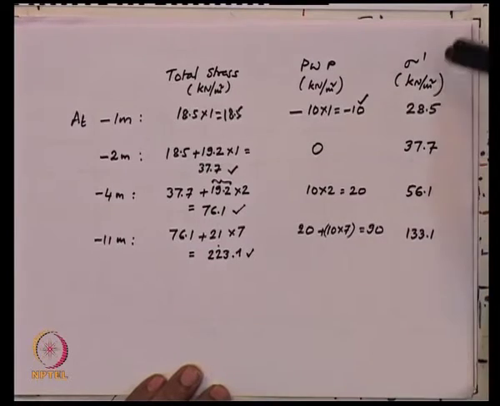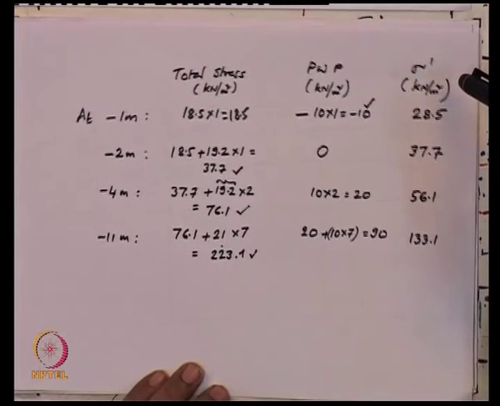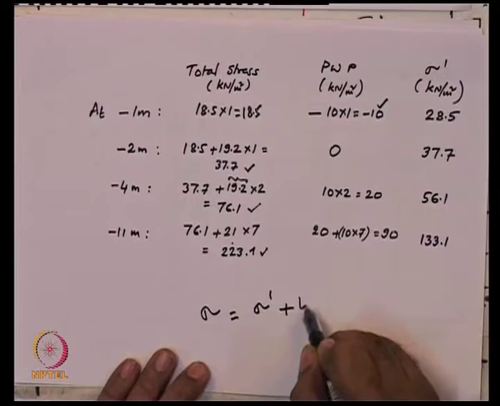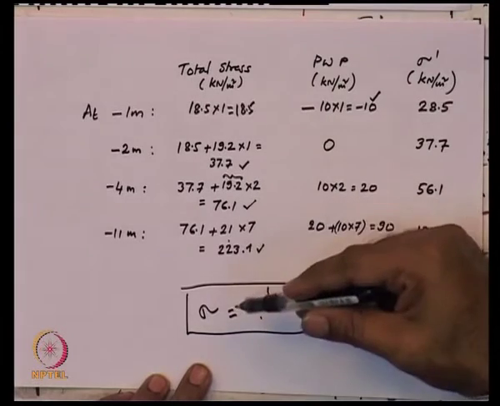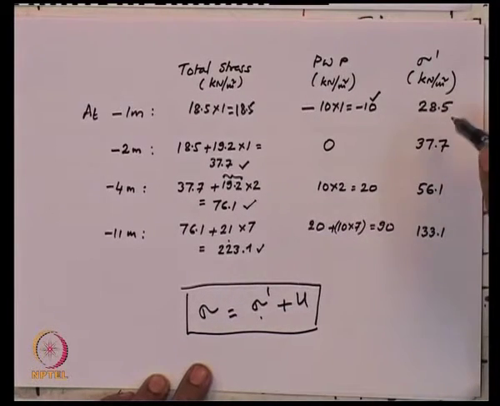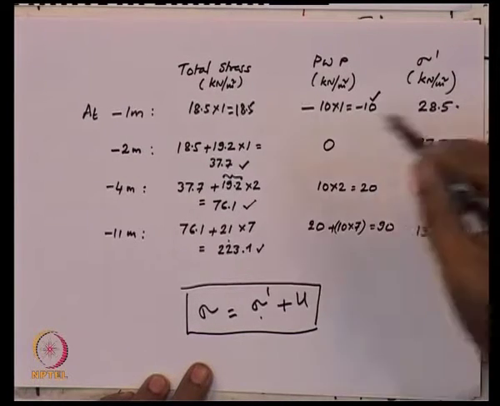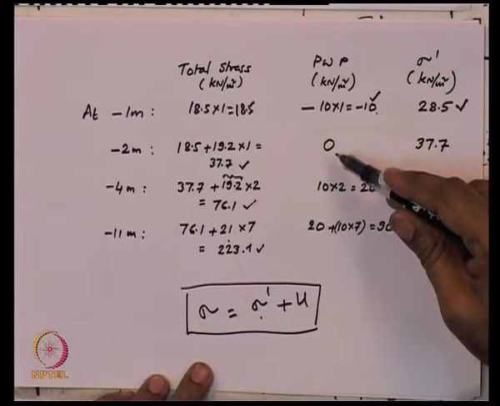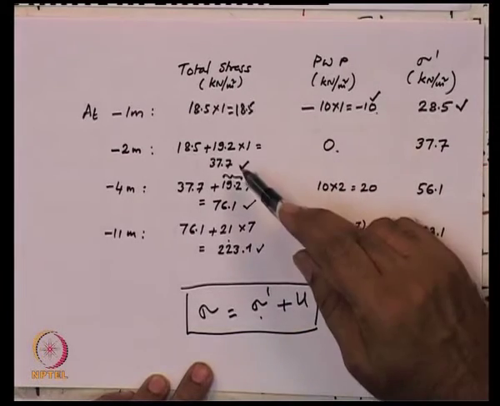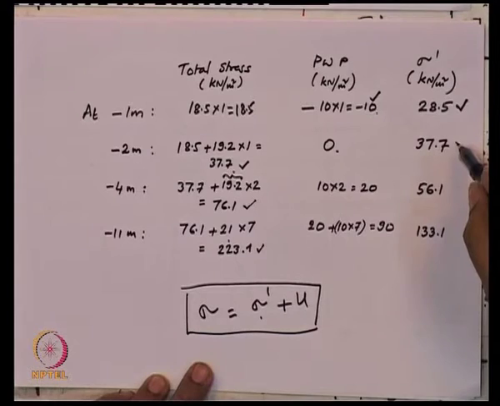Now the effective stress, which is nothing but, total stress sigma is equal to sigma dash plus u. That is what we have discussed. So effective stress is equal to sigma minus u. In this case, at level 1-1, the total stress is 18.5 minus of -10, which comes out to be 28.5 kilonewton per meter square or kilopascals. And at level 2-2, the pore water pressure is 0. So hence 37.7 minus 0, you will get 37.7.